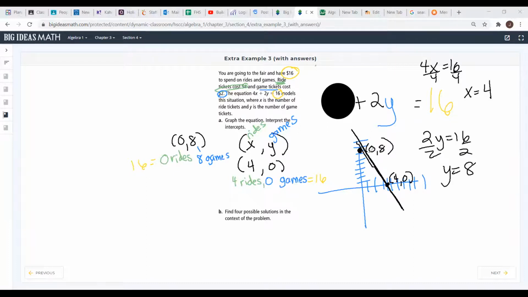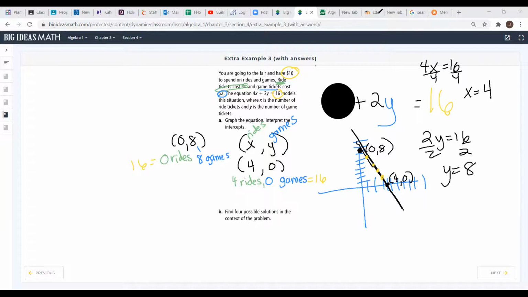So this means that anything along here would count as a possible solution to the context. So find 4 possible solutions. Name 4 different combinations. Now, I didn't draw a great line. In fact, I didn't draw a very good line at all. So let me draw it on a piece of graph paper, and I'll share that with you real quick, because I want to get some really good solutions here.